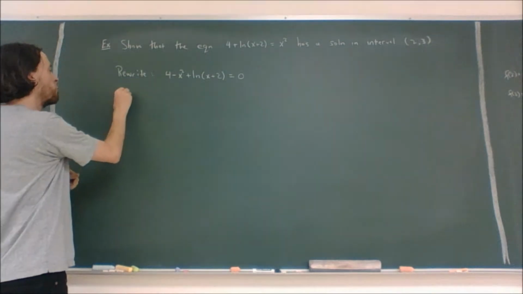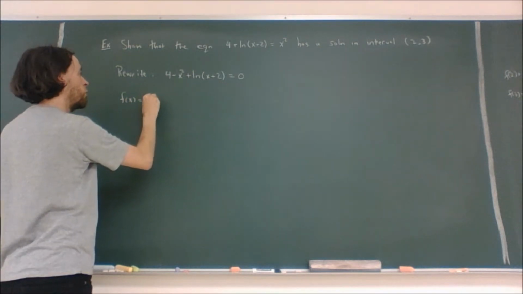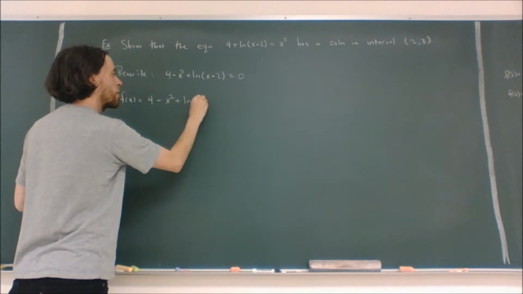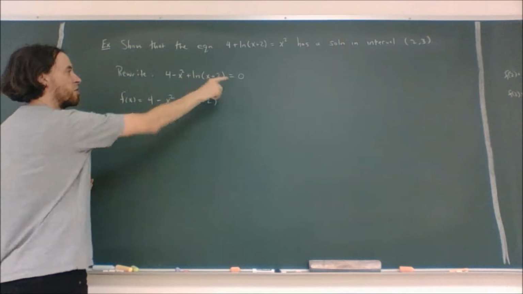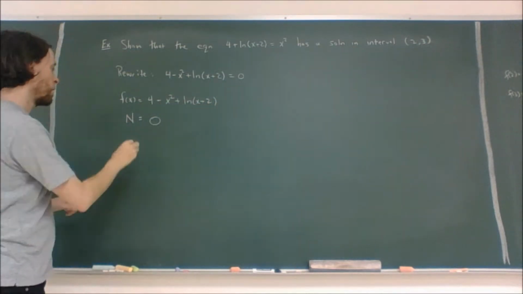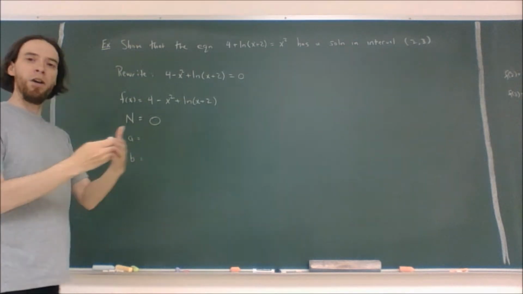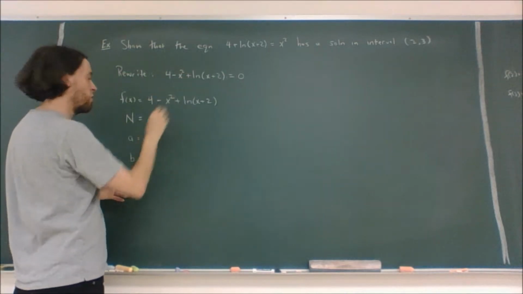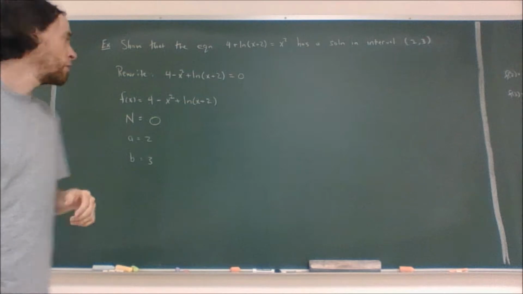All right, so I'm going to use this rewrite. With this rewrite, my function f of x is this function, 4 minus x squared plus natural log of x plus 2. And my capital N is the number I want the function to be equal to, so capital N is 0. My a and b come from the problem. They're the x values that we want the solution to live between. Those x values are 2 for the smaller one, a, and 3 for the bigger one, b.